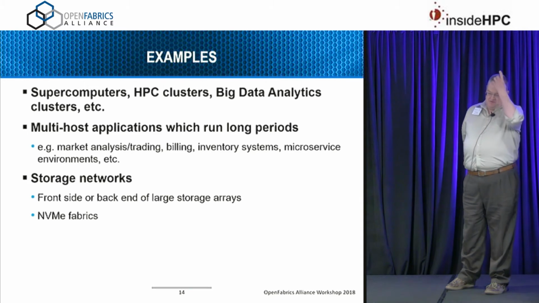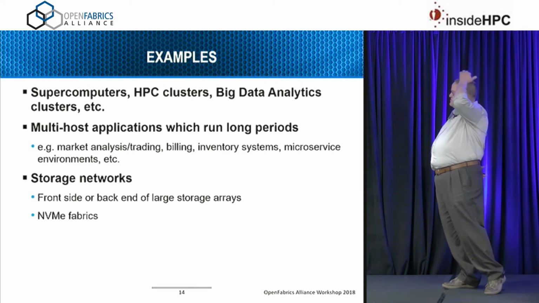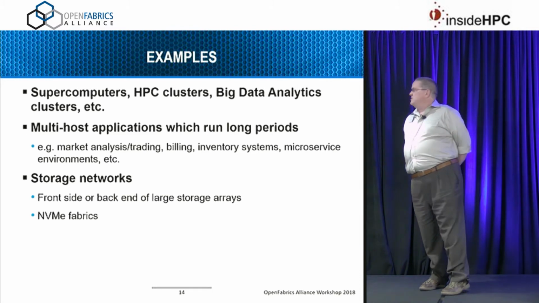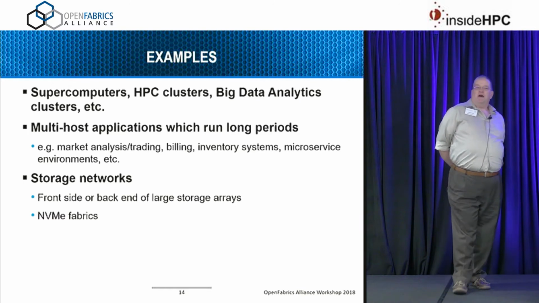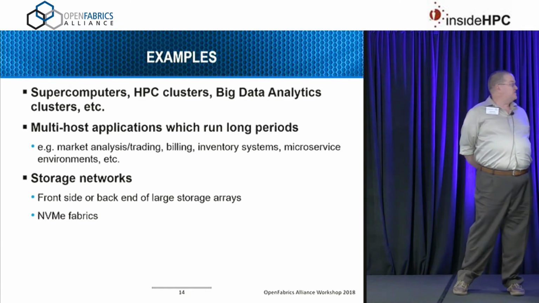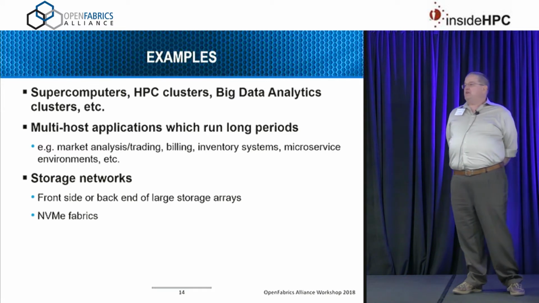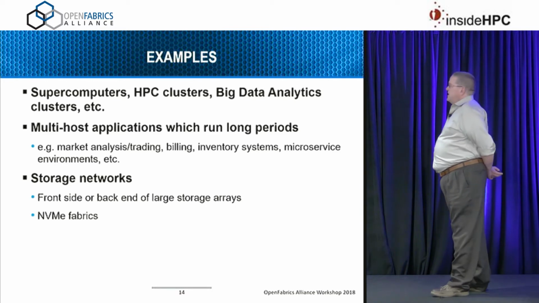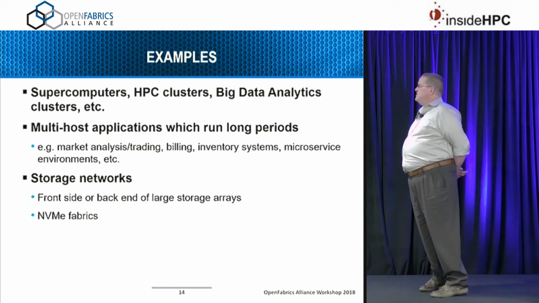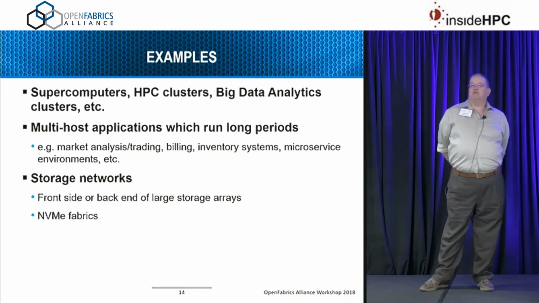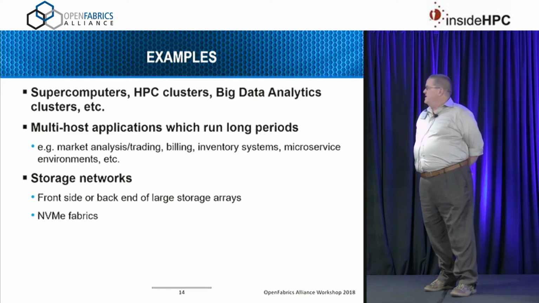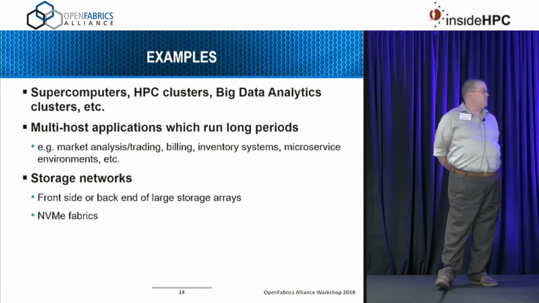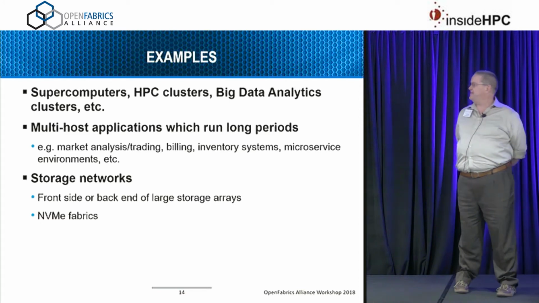So some of the examples, and some of these are a little bit unrealistic for us right now, but not beyond the realm of possibilities: HPC clusters, supercomputers, big data analytics clusters, where you have a defined set of machines which are performing a function. You have multi-host-based applications that are running over long periods, like market analysis and trading, inventory systems, microservice types of environments, and even going so far as to say a storage network, where you have a front side or back side of a storage array. And I've been working quite a bit on NVMe fabrics in this regard.